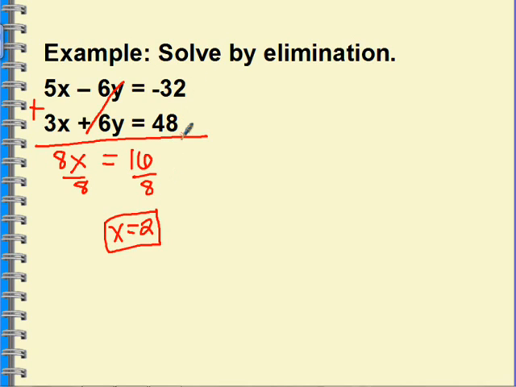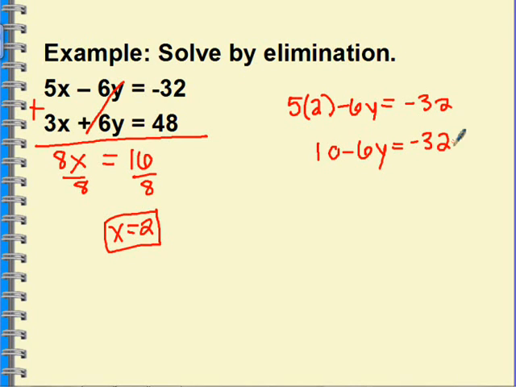So remember, it's just like before. It does not matter which equation I plug it back into. I'm just going to pick the top one. 5, I'm going to replace that x with 2, minus 6y equals negative 32. Alright, well, we have to multiply first. So 5 times 2 would give me 10. Bring everything else down.